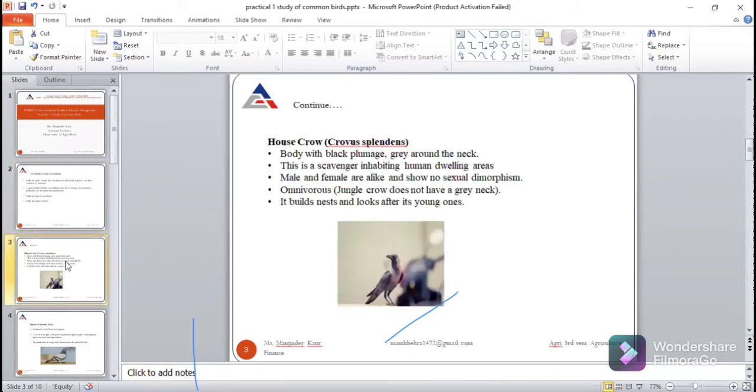So next, the first bird is the house crow. The scientific name of the house crow is Corvus splendens, and it has black plumage and gray color around the neck, and it mainly inhabits human dwelling areas. House crows are omnivorous in nature, meaning they can eat grains as well as meat. Then it builds a nest and looks after its young ones. So this is about the house crow.